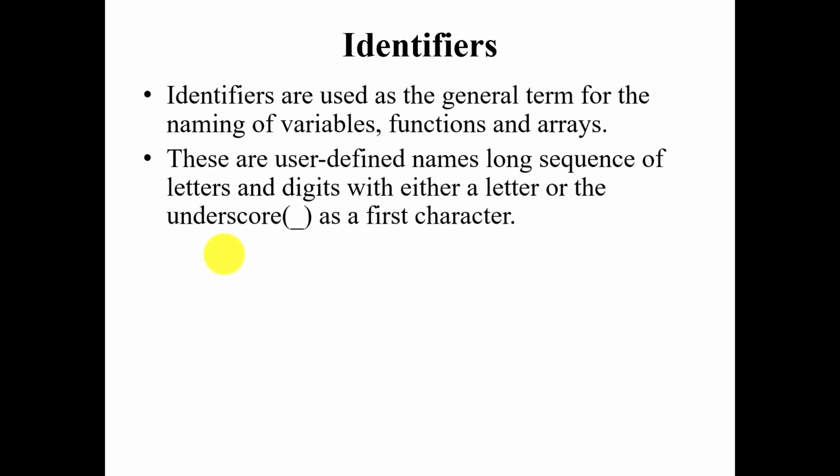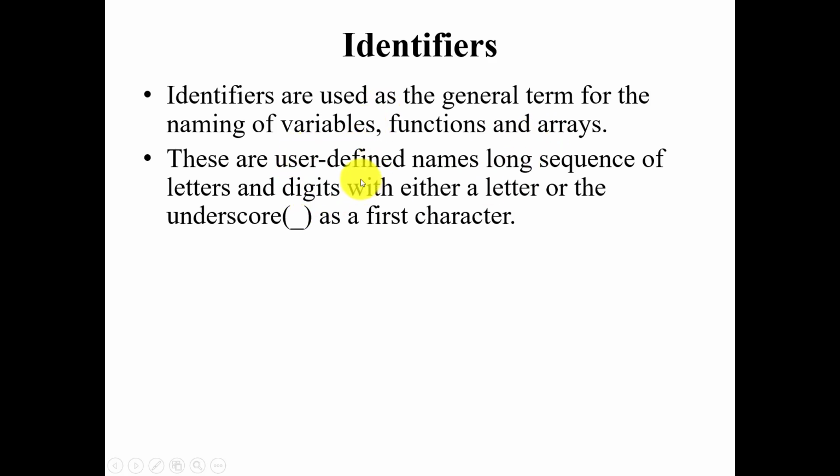Now the next token is the identifier. What is an identifier? Identifier is a general term used for naming a variable, function and array. Identifier gives a very general name. Under identifier we can consider variables, functions and arrays. What is a function and what is an array, we are going to discuss in an upcoming video.